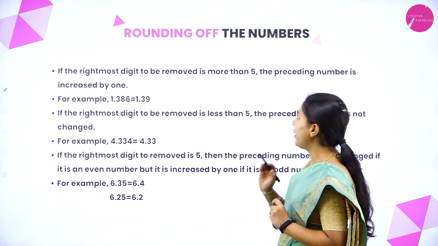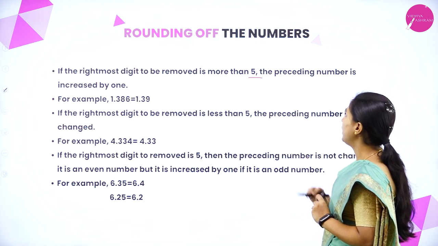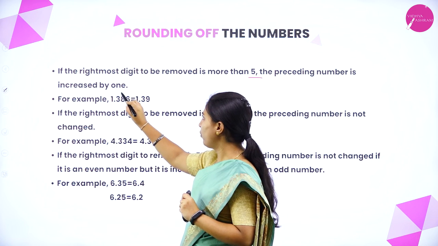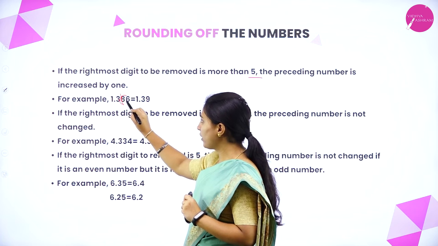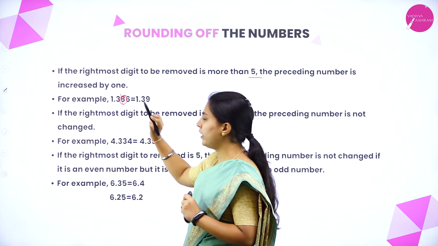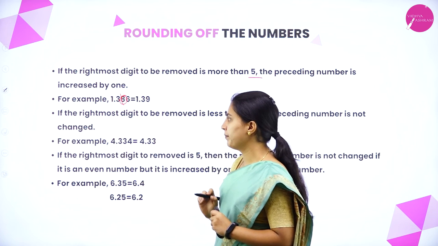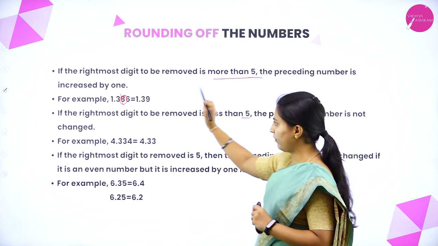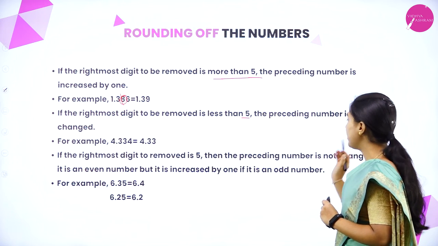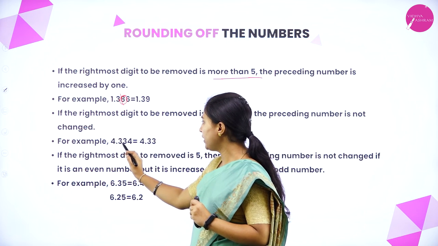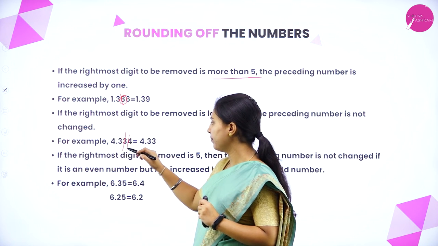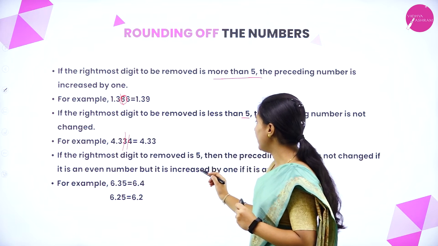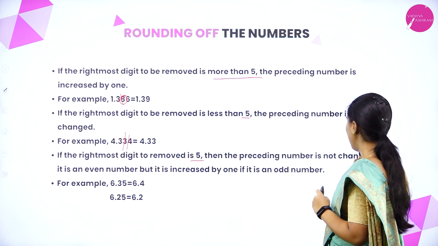If the rightmost digit to be removed is more than 5, the preceding number is increased by 1. See here, 1.386. If you want to remove this last digit, since it is more than 5, you have to increase by 1. That's why 1.39. If it is less than 5, the preceding number will not change. See, 4.334, if you remove the last digit, it will not change, it will stay as such.